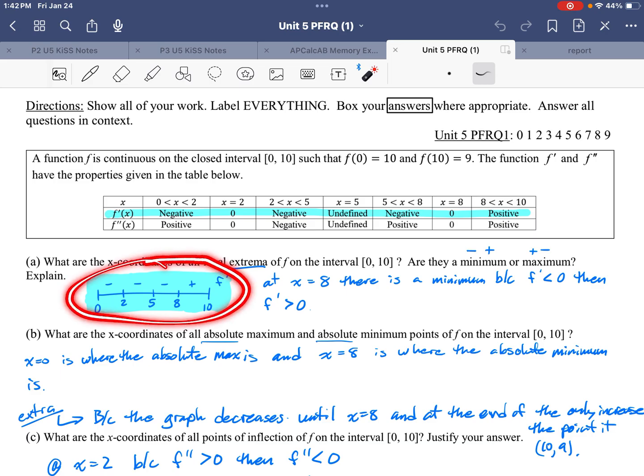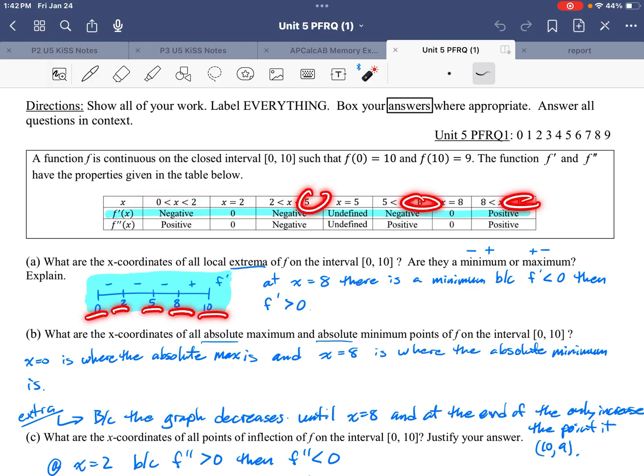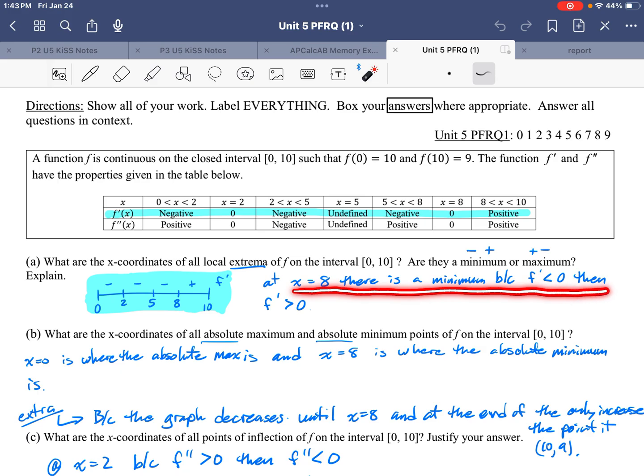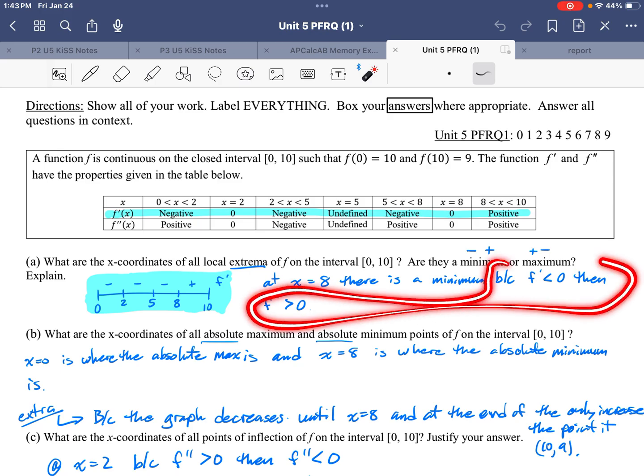So we have a sign line or a plus minus graph for f prime. When I did it, I just did 0 to 2, and then 5, 8, and then 10. So 0, 2, 5, 8, 10. And I put my signs on it. I can see very clearly that we do not have a max or min at these points because the sign is not changing. Here, f is decreasing and then increasing, which means we have a minimum at 8. So that's why I say at x equals 8, there is a minimum, because f prime is less than 0, then f prime is greater than 0. This part right here is extremely important. That's your explaining.